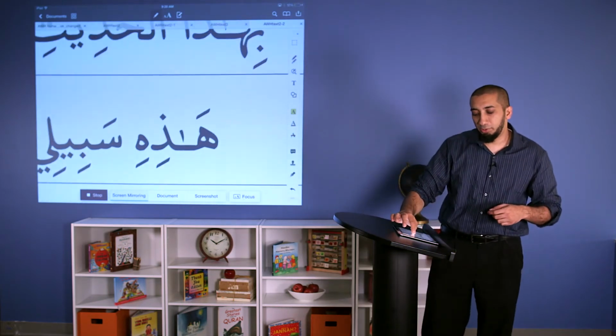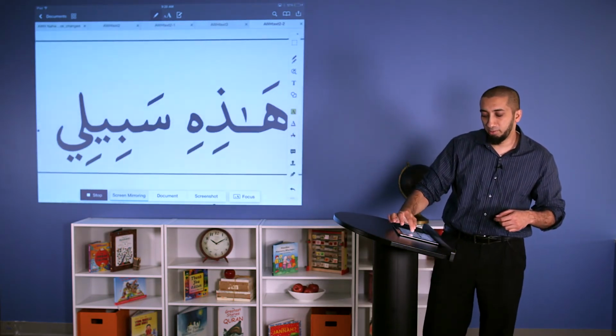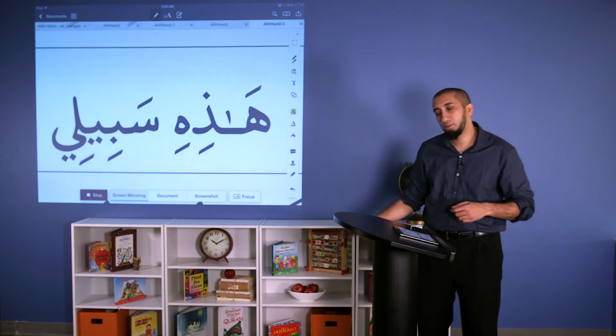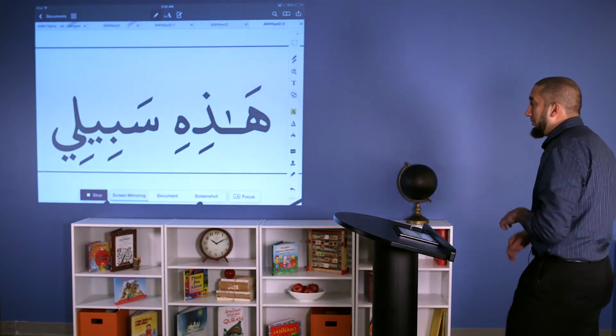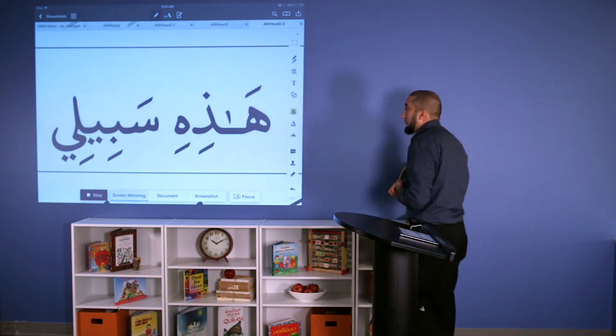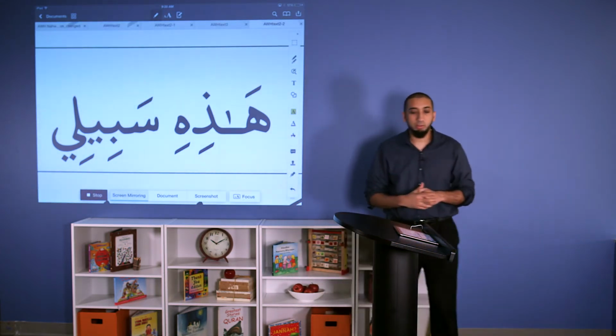Hadihi sabili, sentence or fragment? Sabil means path. Sentence. Why is it feminine? Because sabil is feminine because the Arabs said so. Good. What does hadihi sabili mean? This is my path. Good.